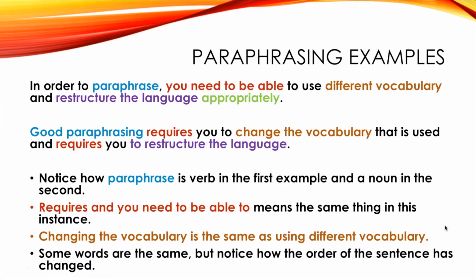In order to paraphrase, you need to be able to use different vocabulary and restructure the language appropriately. And good paraphrasing requires you to change the vocabulary that is used and requires you to restructure the language. Again, the same example. Notice how paraphrase is a verb in the first example and a noun in the second example. The blue word shows how paraphrase changed. And then the red words, we have requires and you need to be able to.